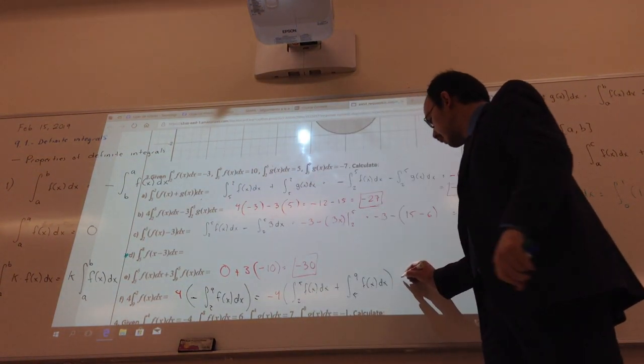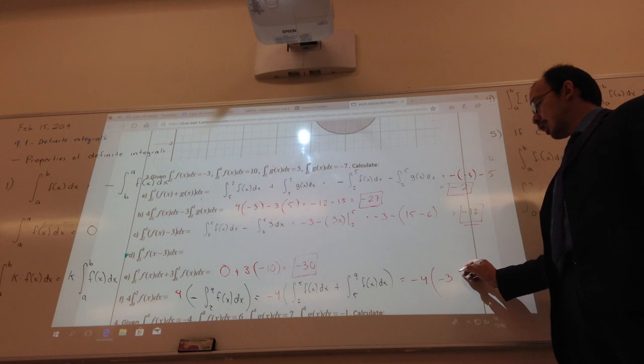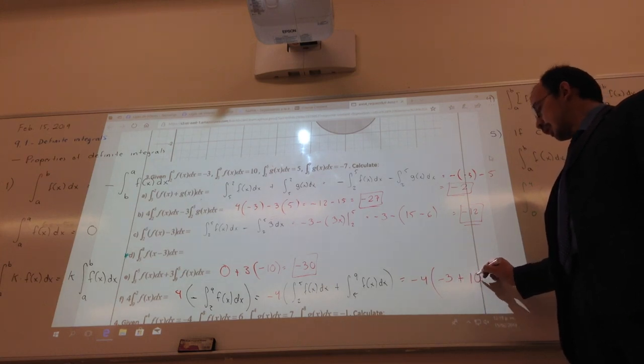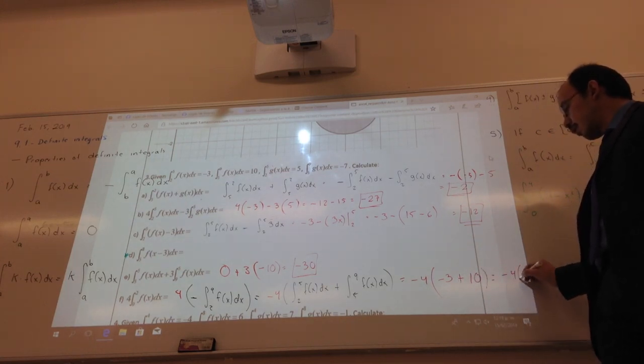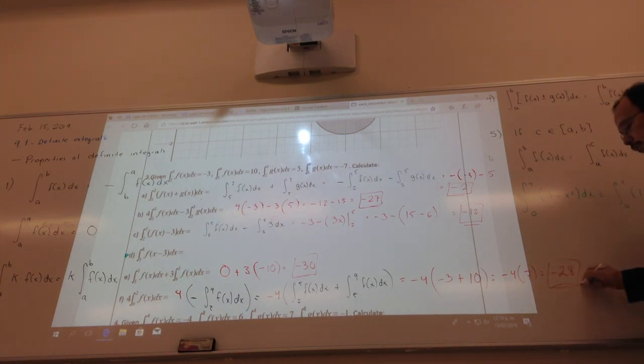So it's going to be minus 4 times what? Times minus 3 plus 10. So minus 4 times 7 is equal to minus 28. Did you get that? What part? The one that you used with the integral.